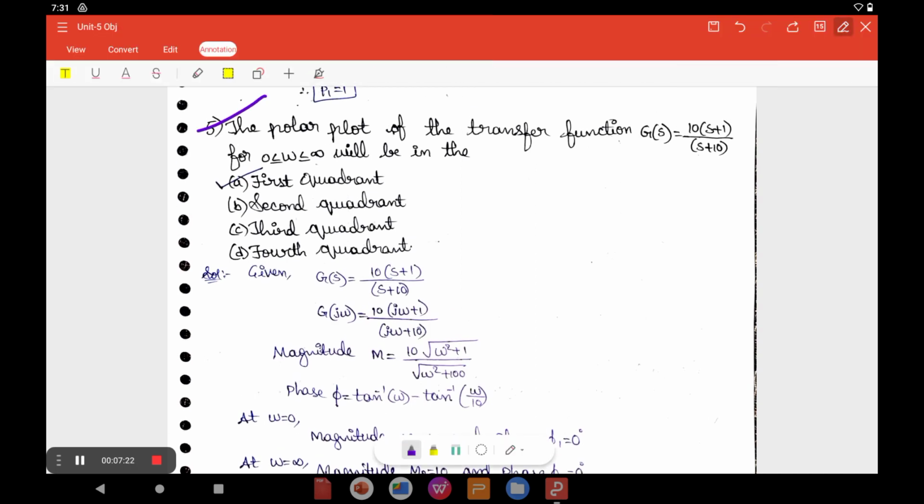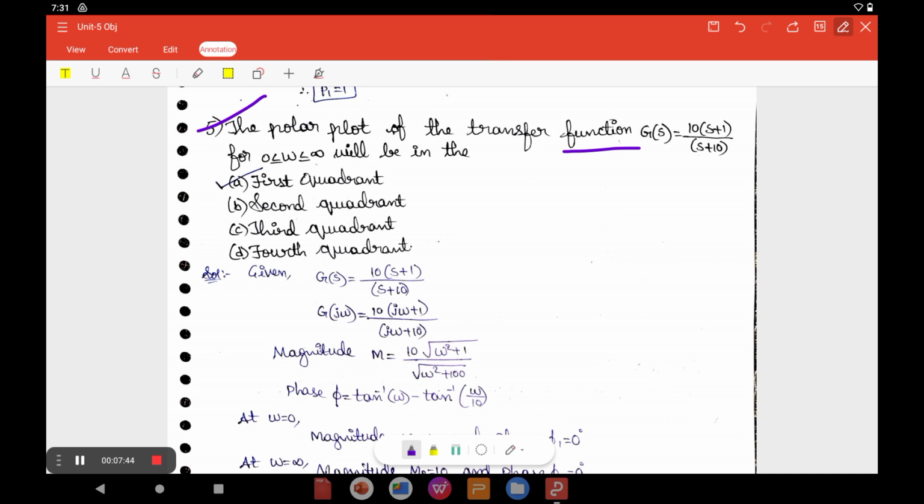The fifth question is related to the polar plot. The polar plot of the transfer function is this one. What will be in the first coordinate, second coordinate, third coordinate, fourth coordinate? Based on this, mention which coordinate the polar plot lies in. So this is a transfer function.